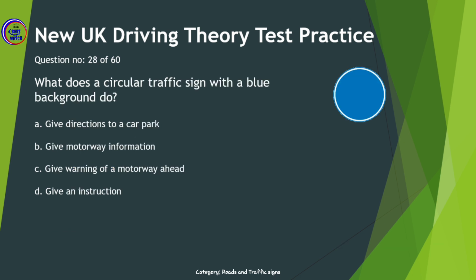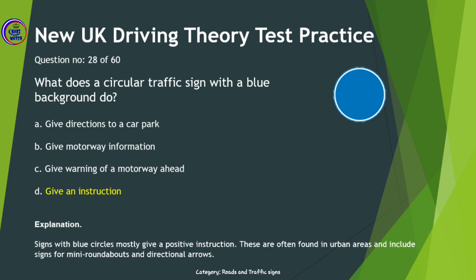Question 28 of 60. What does a circular traffic sign with a blue background do? A. Give directions to a car park. B. Give motorway information. C. Give warning of a motorway ahead. D. Give an instruction. The correct answer is D. Give an instruction. Explanation. Signs with blue circles mostly give a positive instruction. These are often found in urban areas and include signs for mini roundabouts and directional arrows.